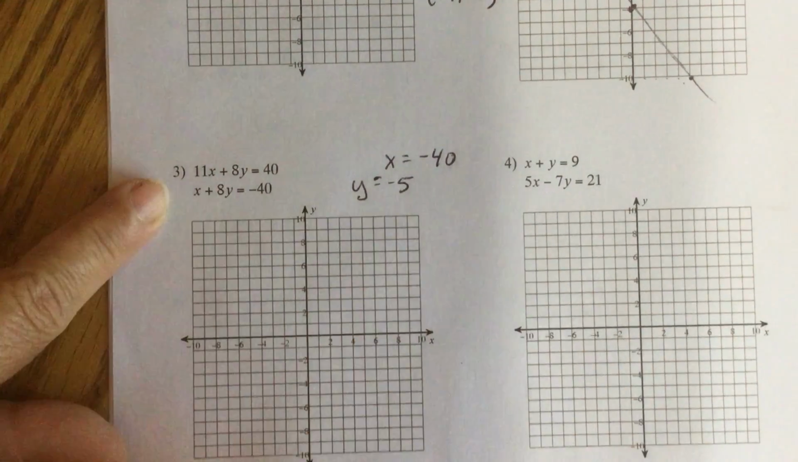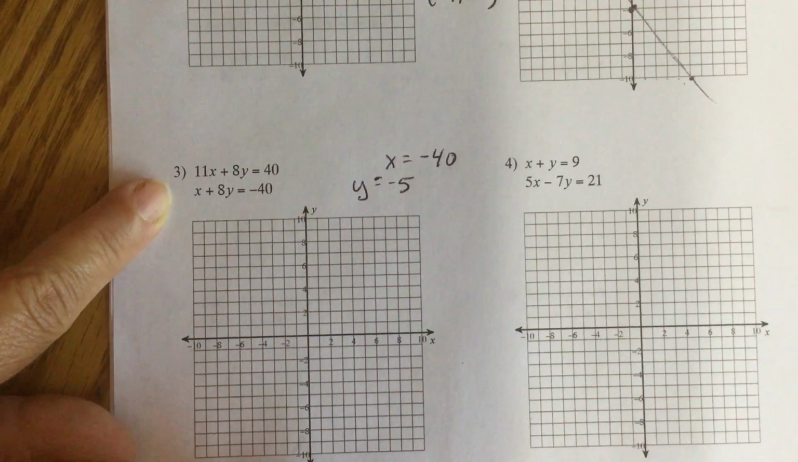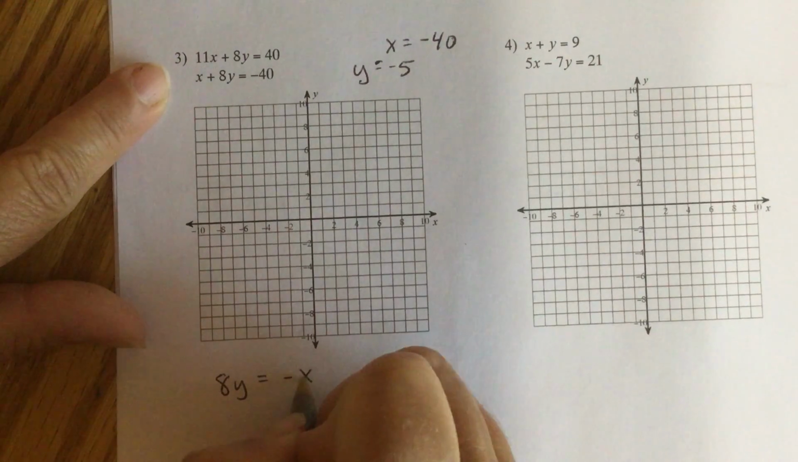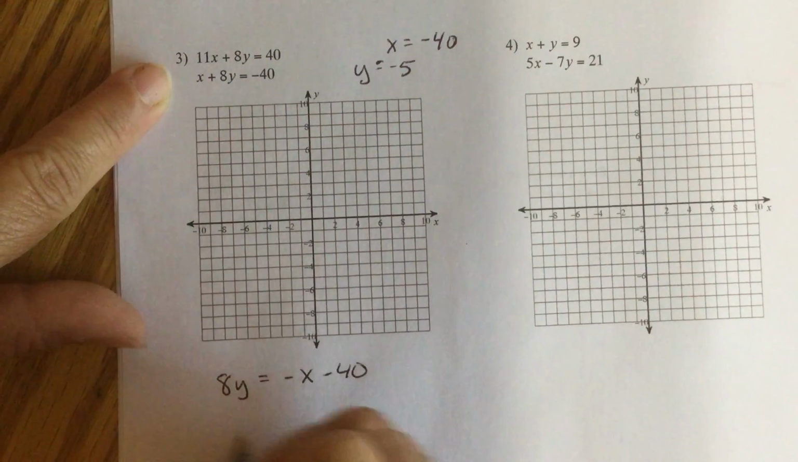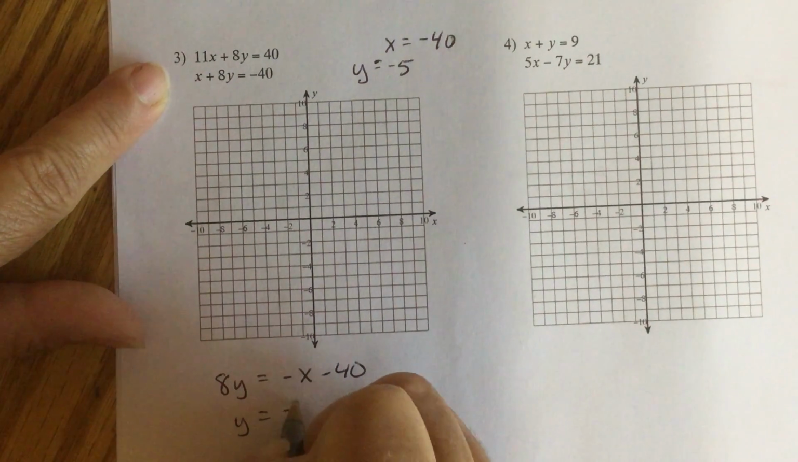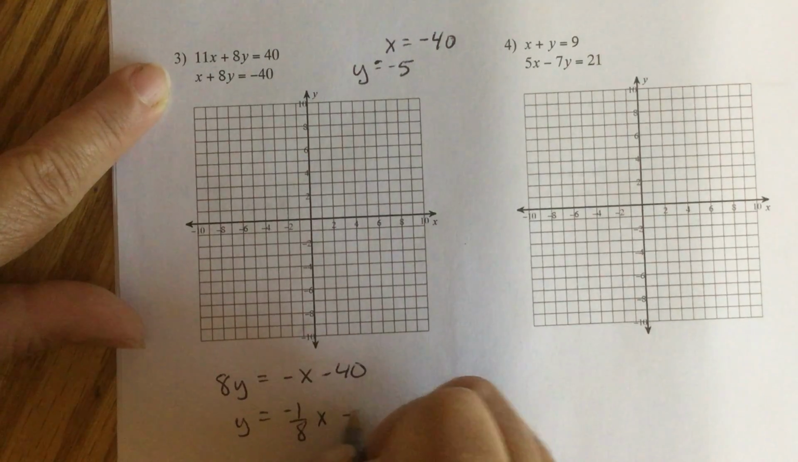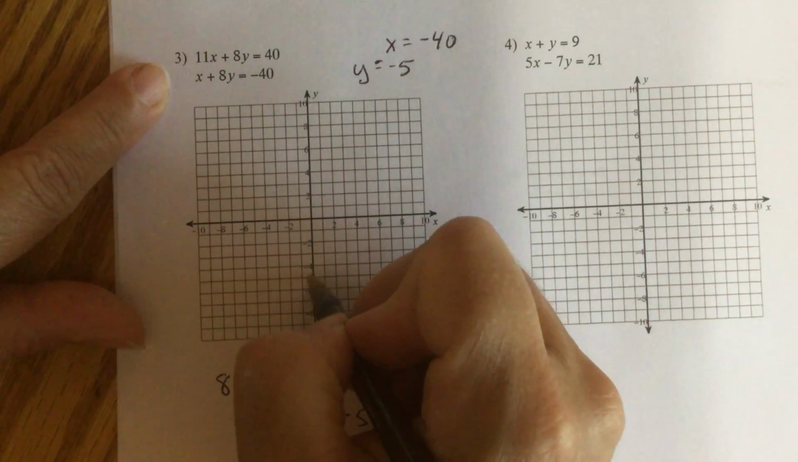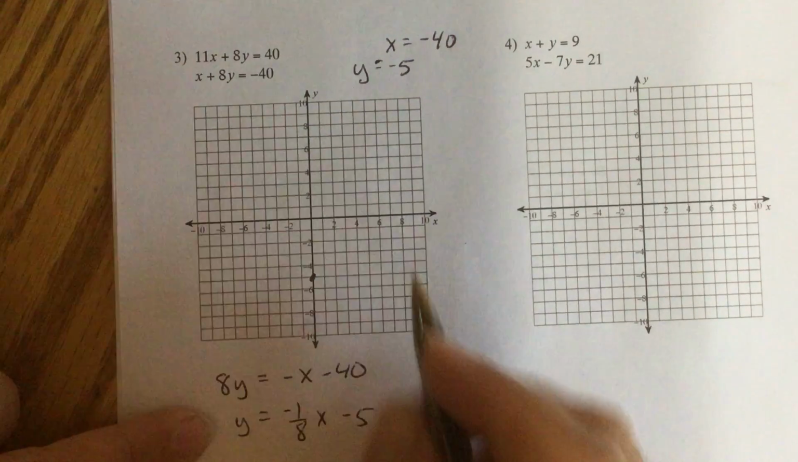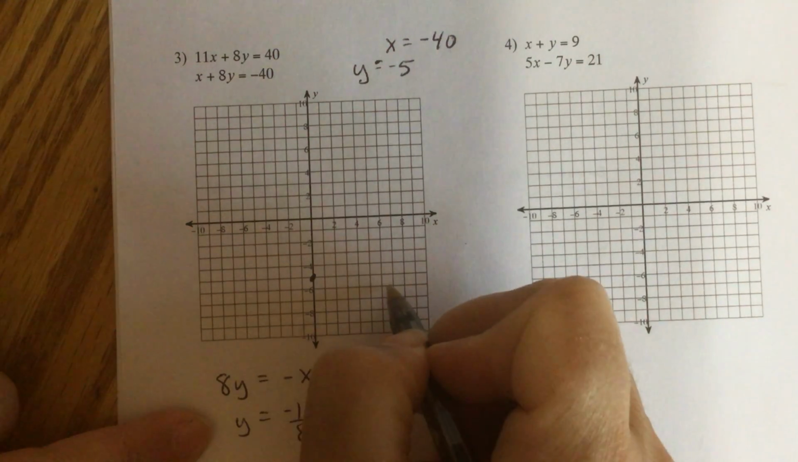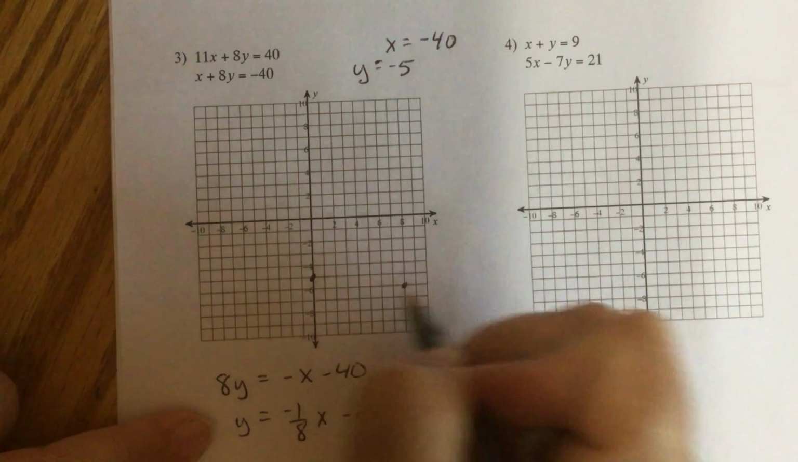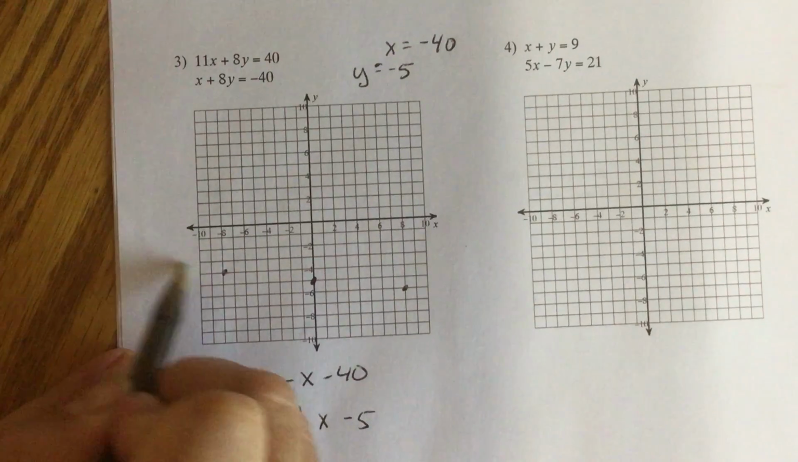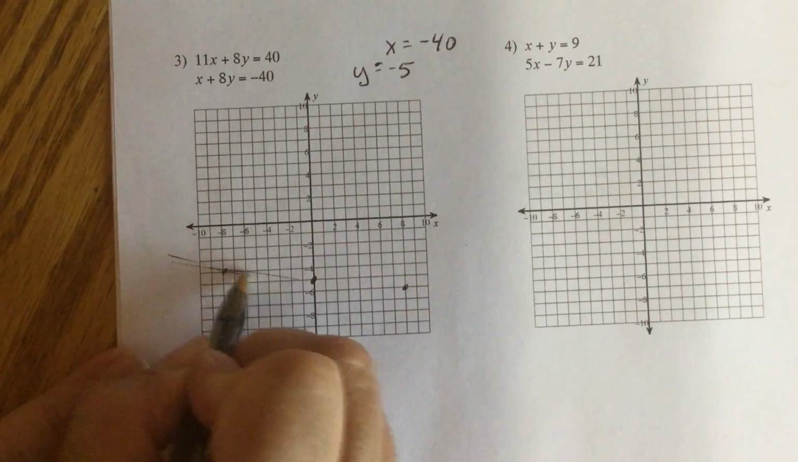So if we rearrange this, you would have 8y is equal to negative x minus 40, and then divide by 8, y is equal to negative 1/8 x minus 5. So that agrees with our y-intercept. We go down to negative 5, and then the slope is negative 1/8. So down 1 over 8, and I would go up 1 over 8. So that's what my line looks like.